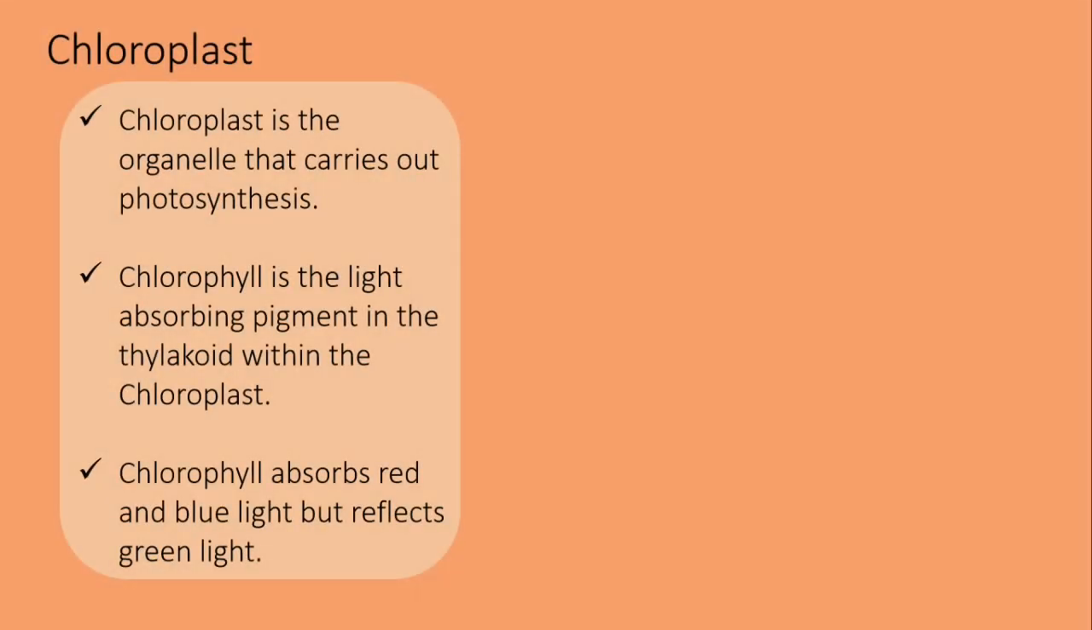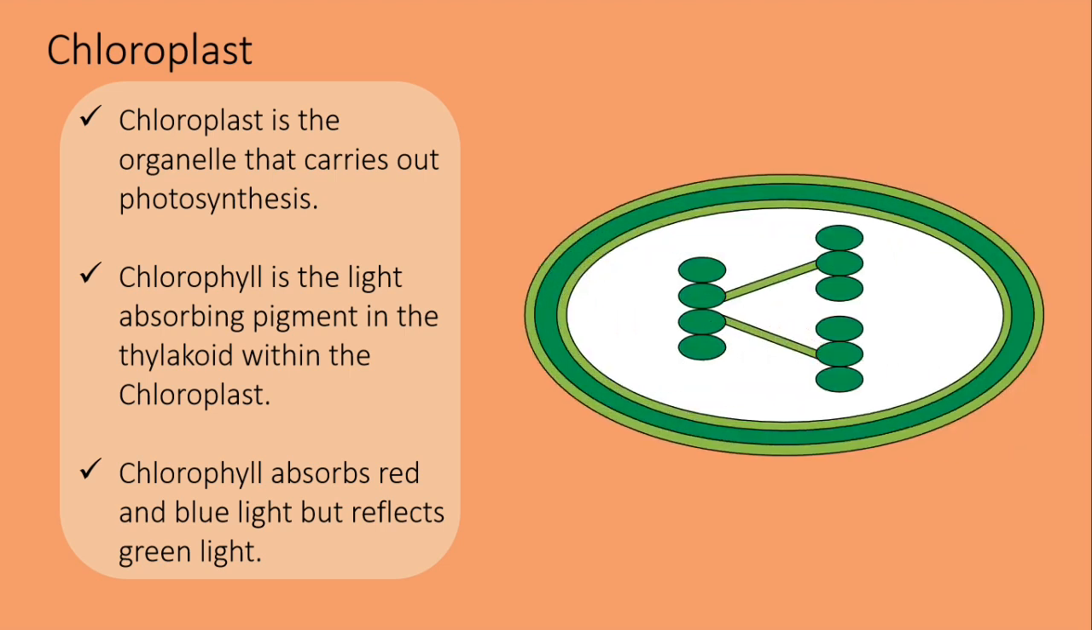Now let's move on to the chloroplast. Chloroplast is the organelle that carries out photosynthesis. Chlorophyll is the light-absorbing pigment in the thylakoid within the chloroplast. It absorbs red and blue light, but reflects only green light. That is why most plants appear green. The chloroplast has the outer membrane, intermembrane space, and inner membrane, while the stroma is the fluid inside the chloroplast.